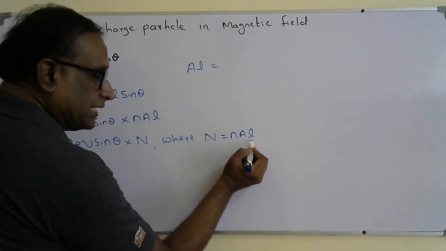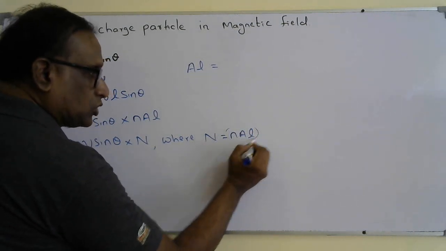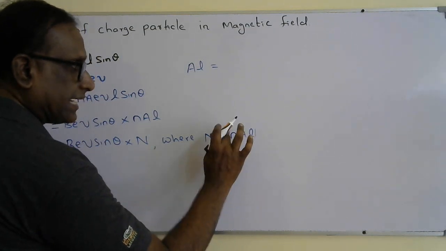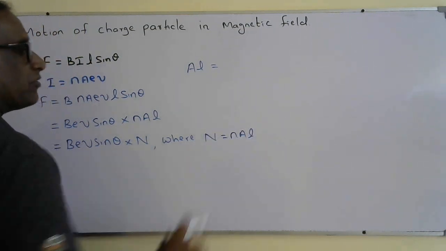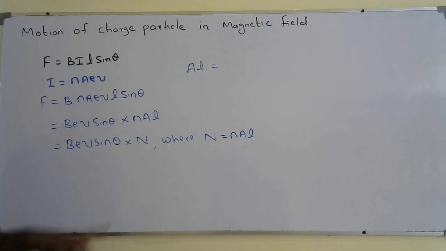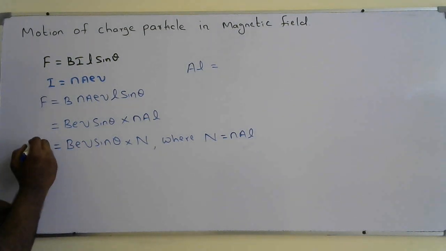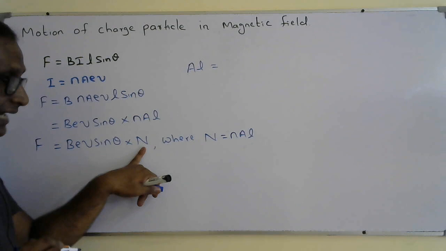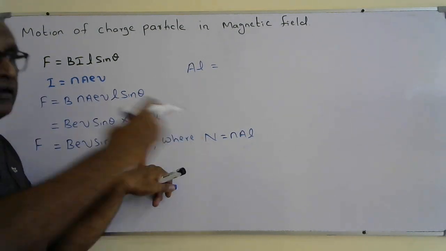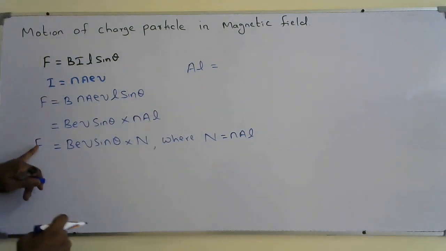AL is the volume inside the magnetic field. So this is the total number of free electrons inside the magnetic field. So the total number of free electrons in the magnetic field is N. So the total force acting on the wire due to N number of moving charged particles is given by F.